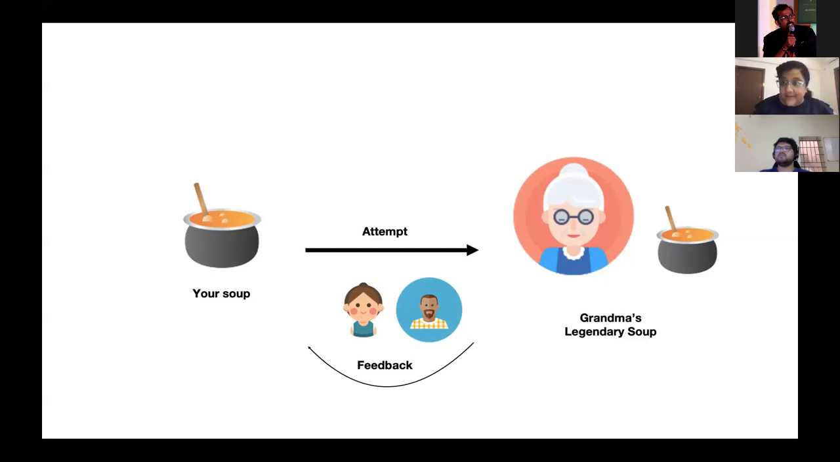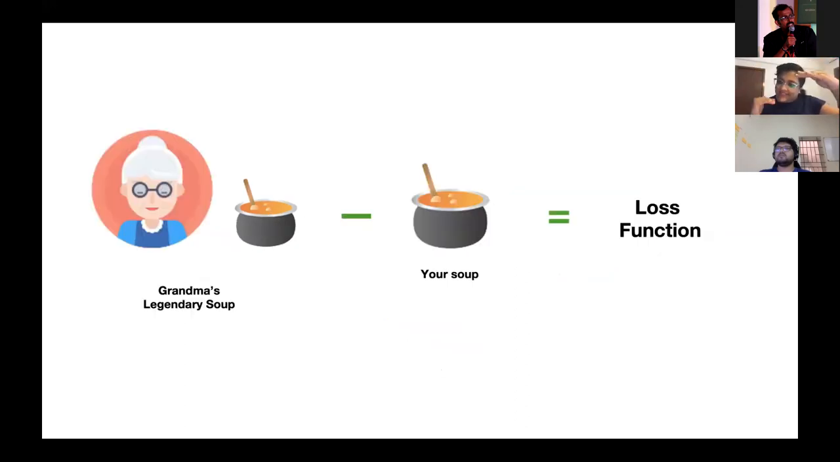And then I figure out that I need a pressure cooker, actually. And then I go get a pressure cooker or something. So basically, I'm going to get feedback from my mom and dad, and I'm going to keep attempting it. And the whole point of me learning is that I have a reference point. That is my grandma's legendary sambar. And my sambar has to get there, right? So this is exactly what happens.